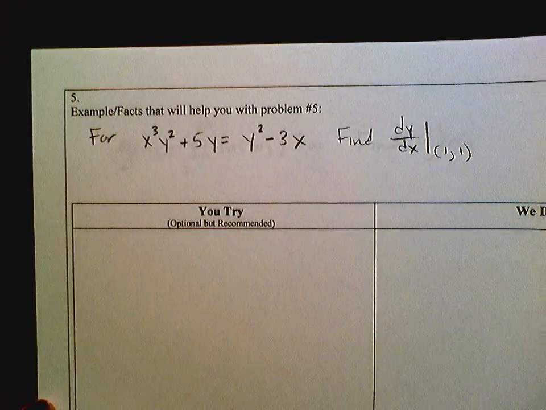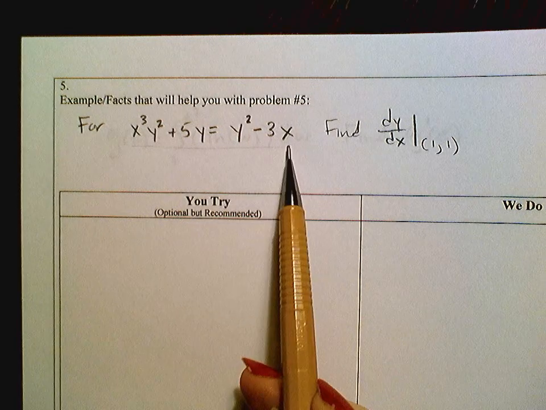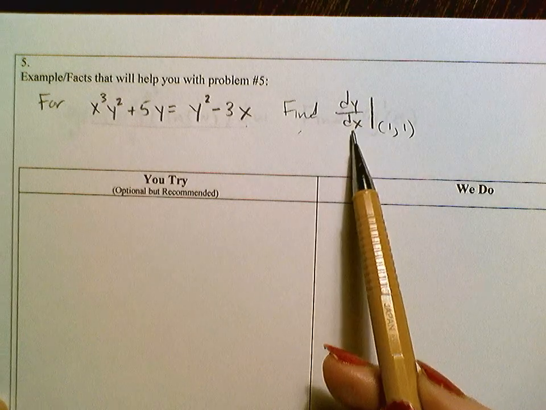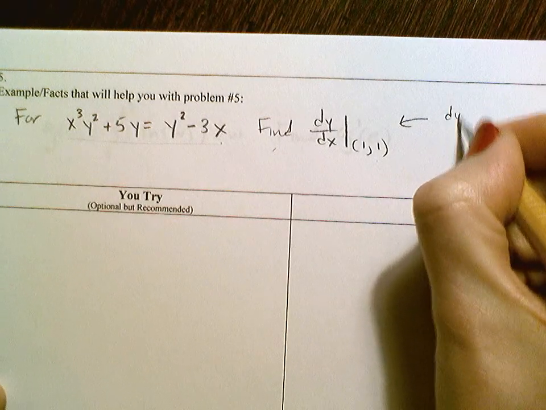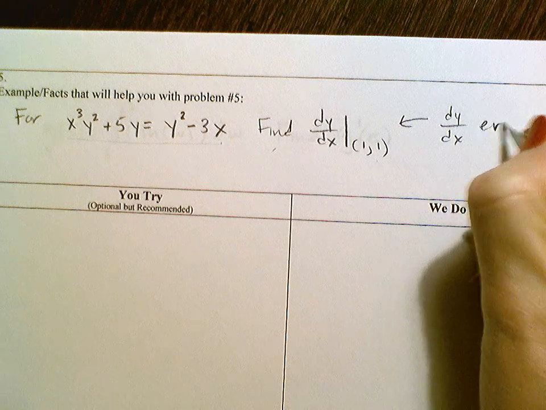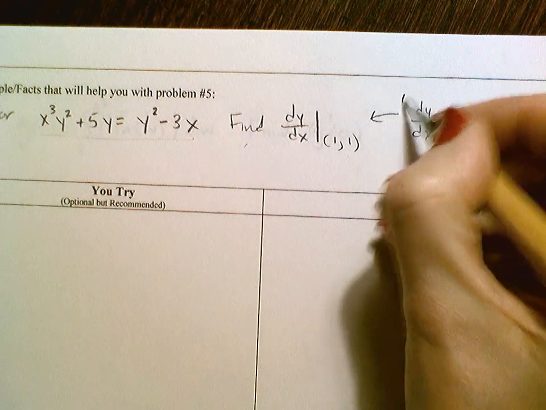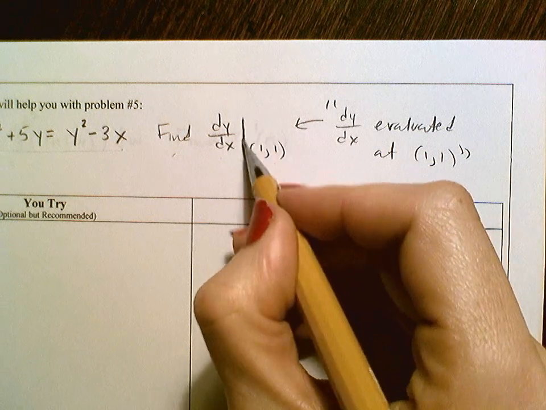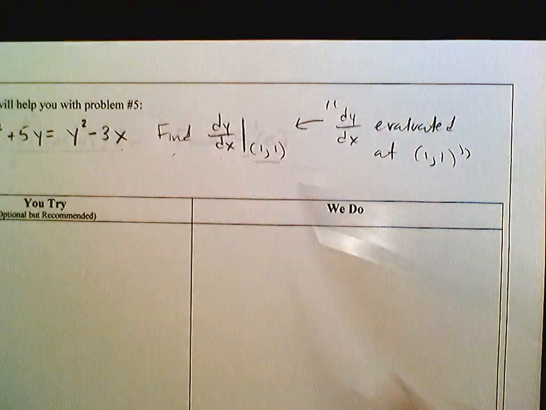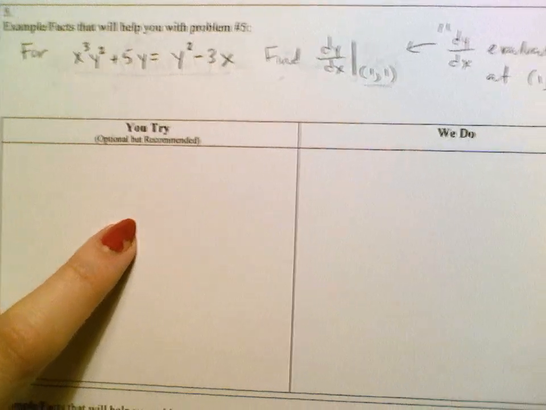Number 5, examples that will help you with this one. Okay, so here's the example. For this equation, find dy/dx evaluated at this point. Let me say this: it means dy/dx evaluated at (1, 1). So dy/dx, and then if you do a bar and then a point, it means evaluated at that point. Okay, so try it, guys. I think you could do this. Definitely try if you think you've got this.